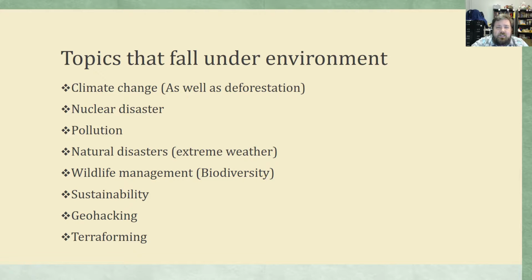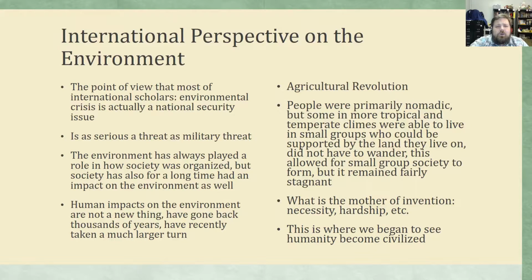We're also going to talk about things like geohacking and terraforming, which might be perhaps a different solution to environmental issues. So let's go ahead and just dig right in, particularly this question of what the international perspective about the environment is. It's the point of view of most international scholars that the environmental crisis really is a national security issue. Climate change creates lots of problems that are as serious a threat to the integrity of states as a military threat.